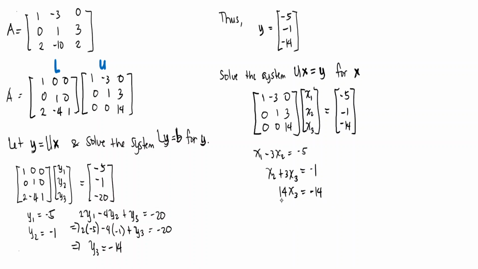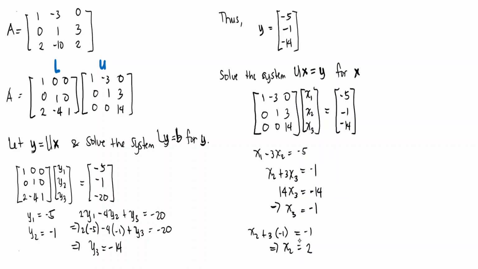So first, we solve for x sub 3. This implies that x sub 3 is equal to, dividing both sides by 14, negative 1. And then we substitute x sub 3 into the second equation. So x sub 2 plus 3 times -1 equals -1. So it implies that our x sub 2 is equal to, transposing the -3 to the other side, 2.